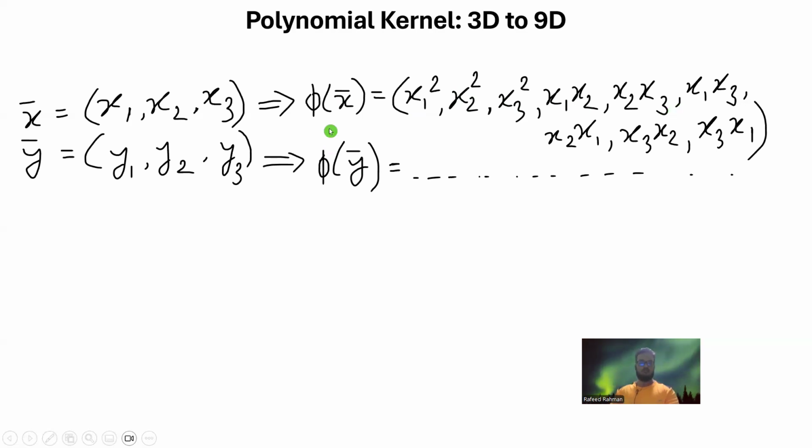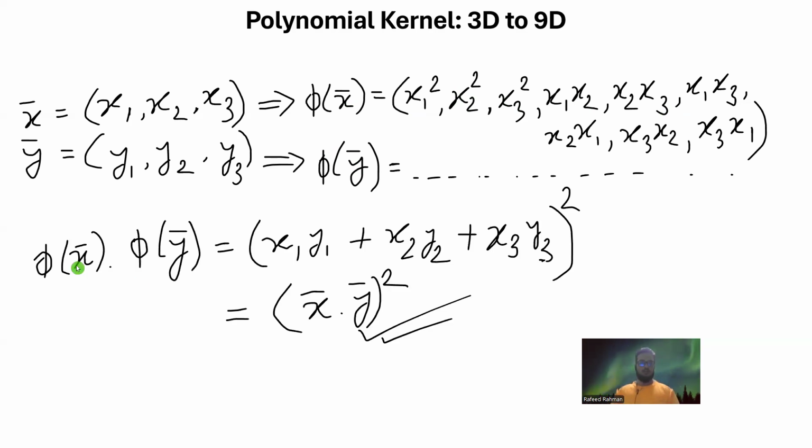So these are the two transformations. Now we obviously need to do the dot product, right? So let's do the dot product. If we do the dot product of phi x bar and phi y bar, you can do the math. You are going to get this formula, x1 y1 plus x2 y2 plus x3 y3 whole square, which can be shortened to x bar dot y bar whole square. Again, pause for a moment, think about it. x bar is nothing but this 3D sample. y bar is nothing but this 3D sample. We are simply doing a dot product and doing a whole square.